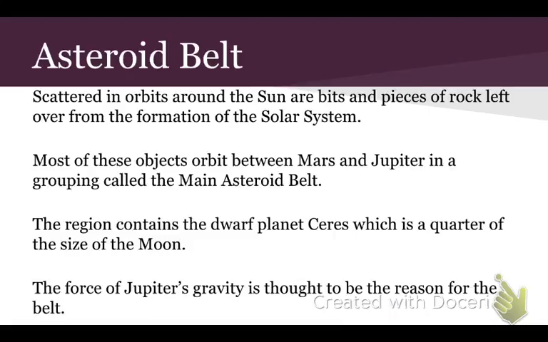Scattered in orbit around the sun are bits and pieces of rock left from the formation of the solar system. Most of these objects orbit between Mars and Jupiter in a grouping called the main asteroid belt. They orbit there because of Jupiter being so large. It has a large gravitational pull, and so this is where those objects have settled. The region contains the dwarf planet Ceres, which is a quarter of the size of the Moon. The force of Jupiter's gravity is thought to be the reason for the belt, as I just explained.